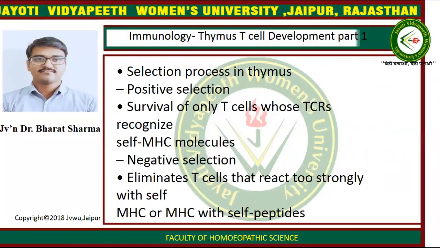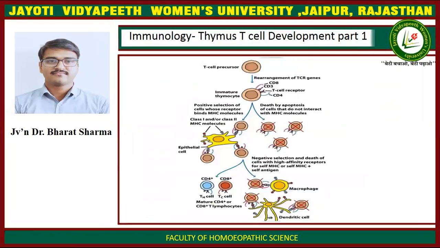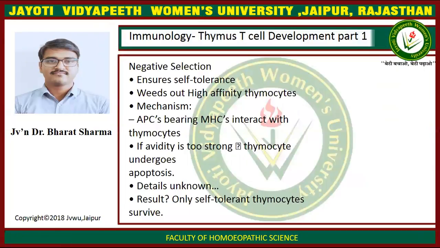Now the selection process in the thymus. Positive selection: survival of only T cells whose TCR recognizes self-MHC molecules. Negative selection eliminates T cells that react too strongly with self-MHC or MHC with self-peptides. This is a diagram showing T cell receptor positive and negative selection. Negative selection ensures self-tolerance and weeds out high affinity thymocytes.